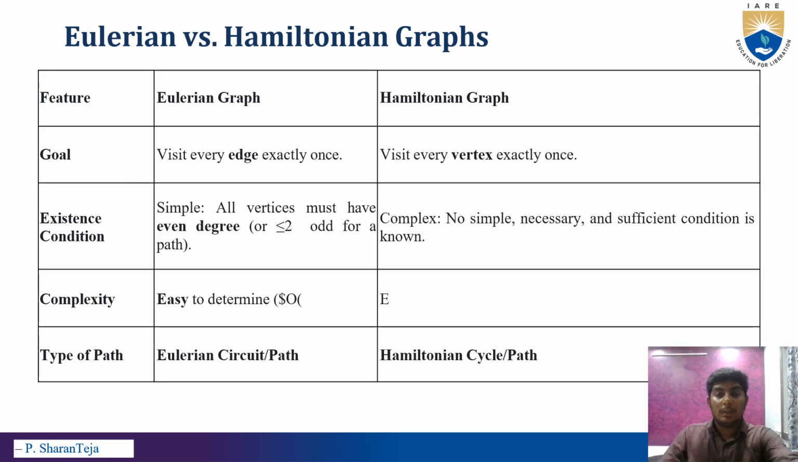Eulerian versus Hamiltonian graphs. It is very important not to confuse Eulerian and Hamiltonian graphs. Eulerian circuits cover every edge exactly once, while Hamiltonian circuits cover every vertex exactly once. They deal with different traversal problems, but both are fundamental in network theory.